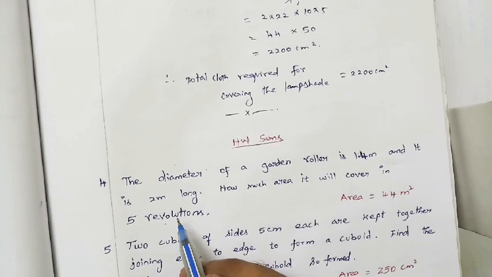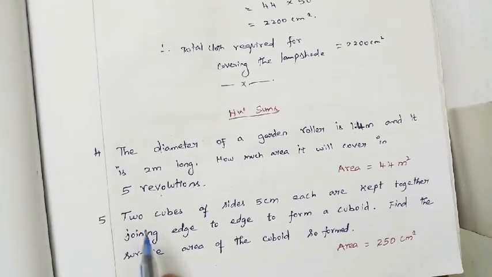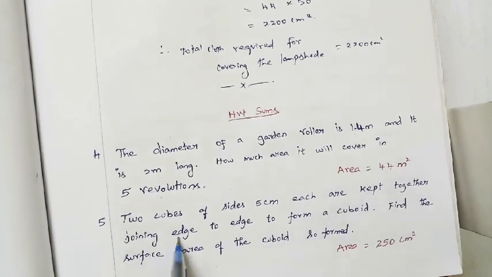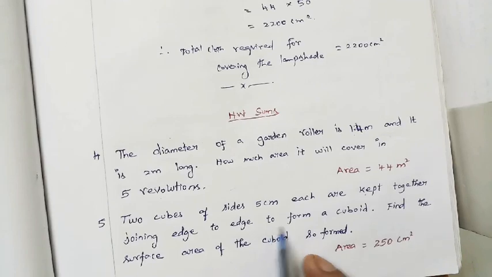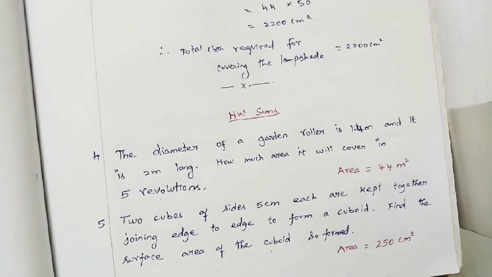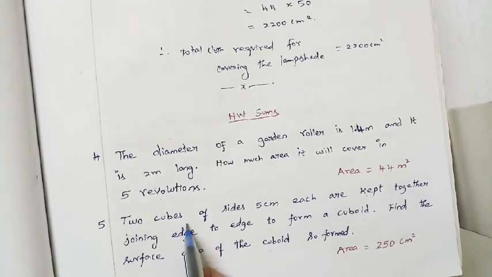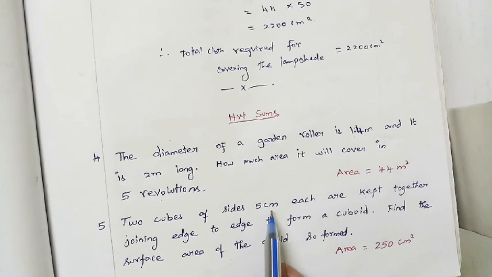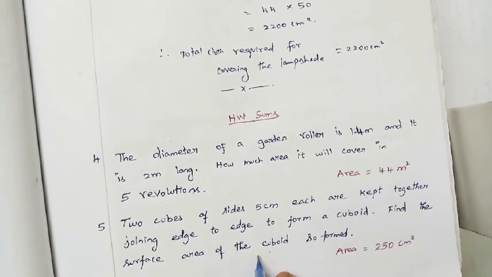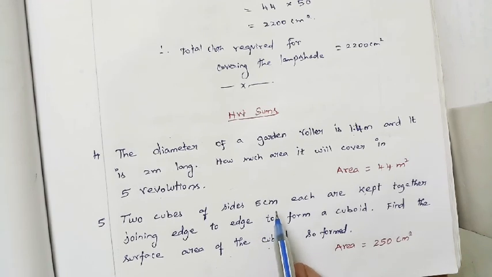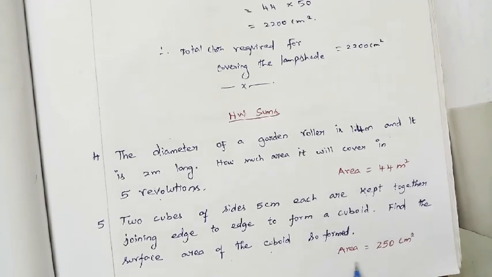in 5 revolutions, right? Sum number 5. 2 cubes of sides 5 cm each are kept together, joining edge to edge to form a cuboid. Find the surface area of the cuboid so formed. Same thing as we have already seen in the questions. We join the 2 cubes and we get a cuboid, right? And the side of each cube is 5 cm. We want to find the surface area of the cuboid. So from that we want to find the length, breadth and height, and we know the formula, substitute and simplify, and we'll get the answer. That's all.